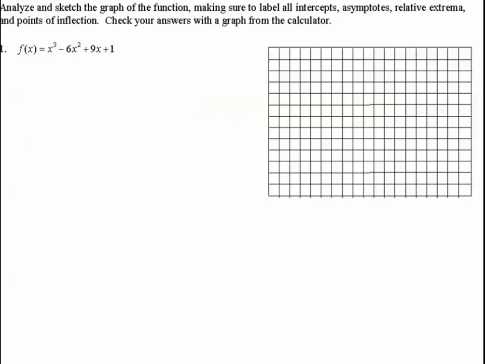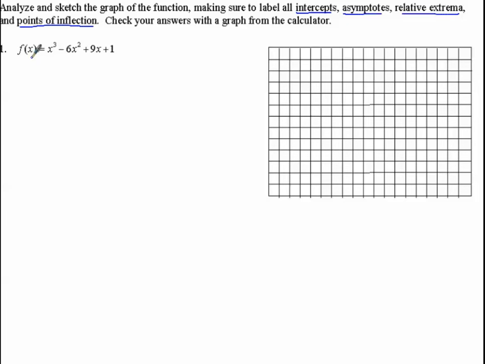So let's do 3 examples. We're going to sketch the graph of the function, making sure to label everything, any intercepts, any asymptotes, any relative extrema, points of inflection, everything that can help us tell more about the function. And then we can check with the calculator if we want to. So first, I'm going to think about the polynomial. Are there any domain restrictions? Are there any asymptotes? No and no. So let's move on to the third part of that, any x and y intercepts.